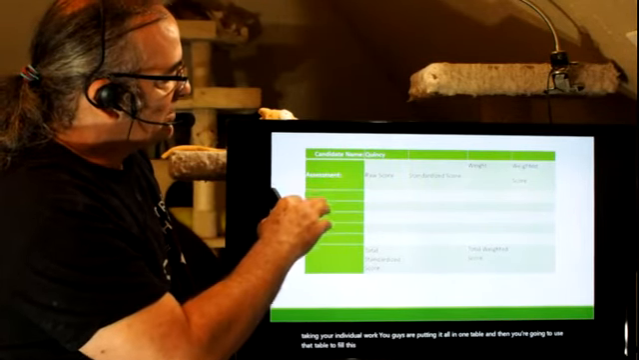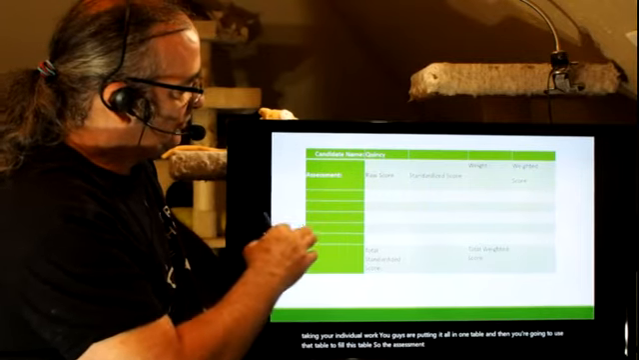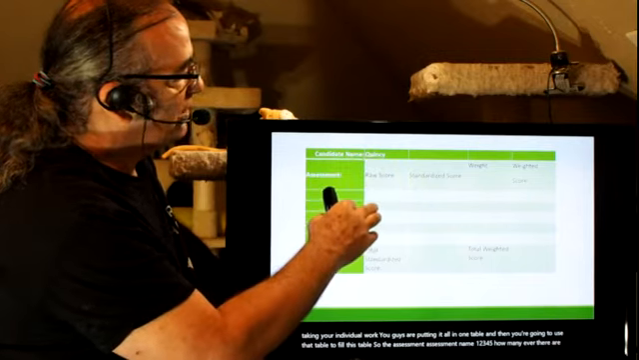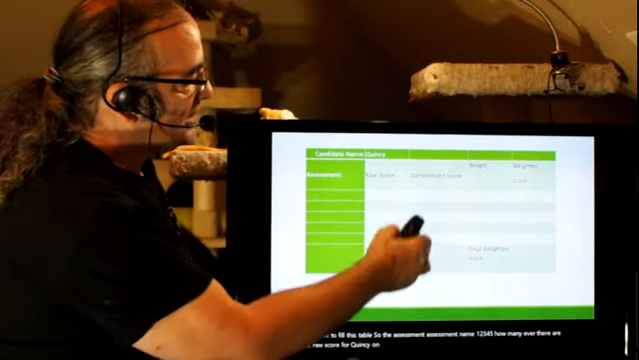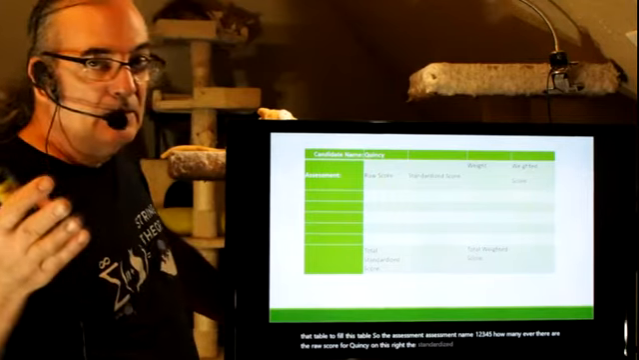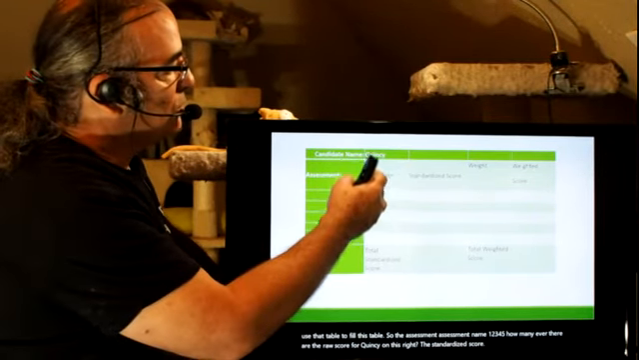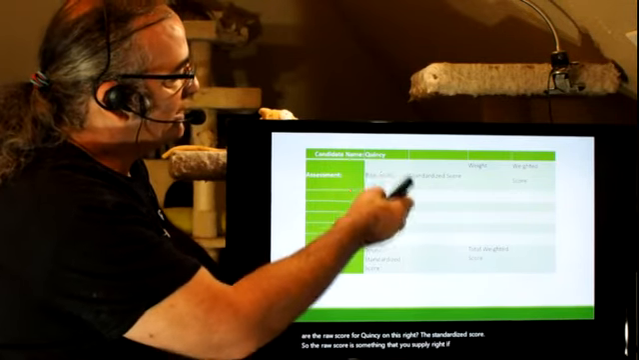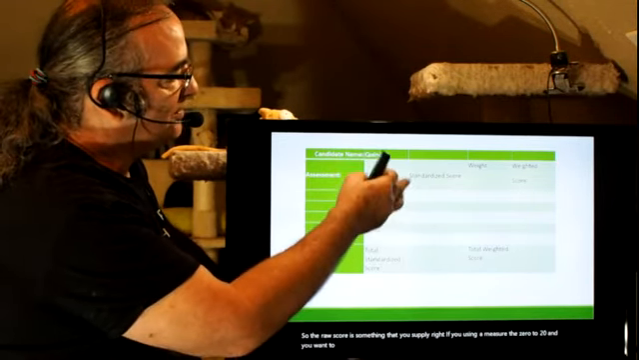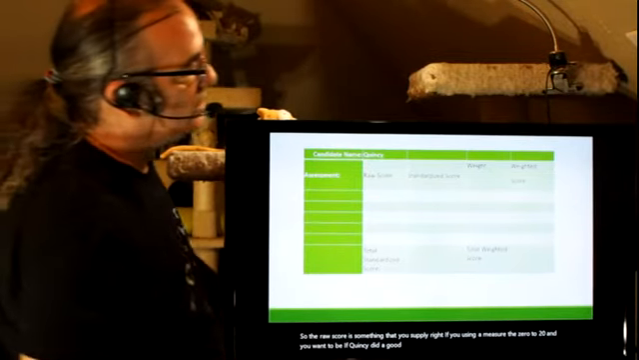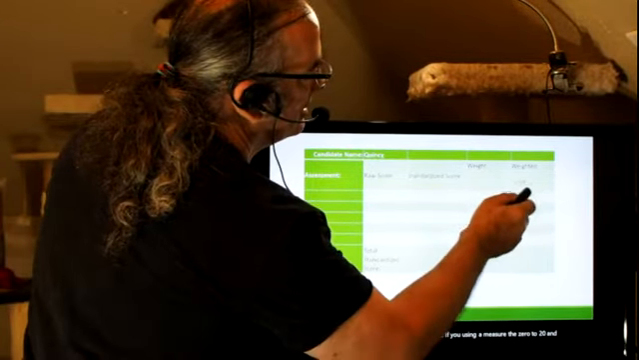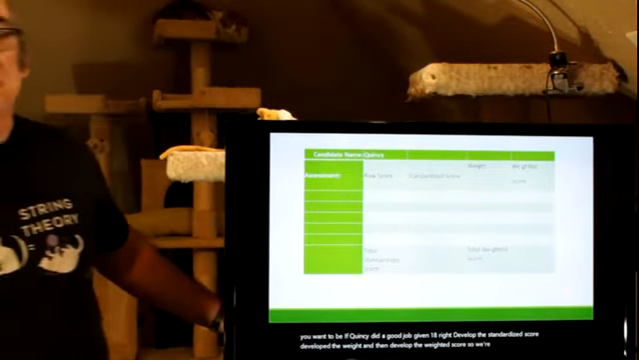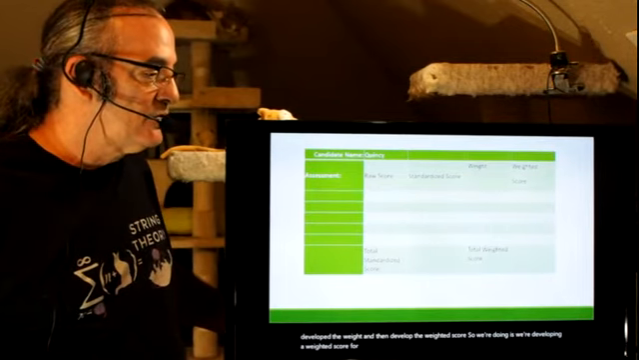So, the assessment name, 1, 2, 3, 4, 5, however many there are, the raw score for Quincy on this, right? The standardized score. The raw score is something that you supply, right? If you're using a measure that's 0 to 20 and Quincy did a good job, give him an 18, right? Develop the standardized score, develop the weight, and then develop the weighted score. So what we're doing is developing a weighted score for Quincy from our assessment center.